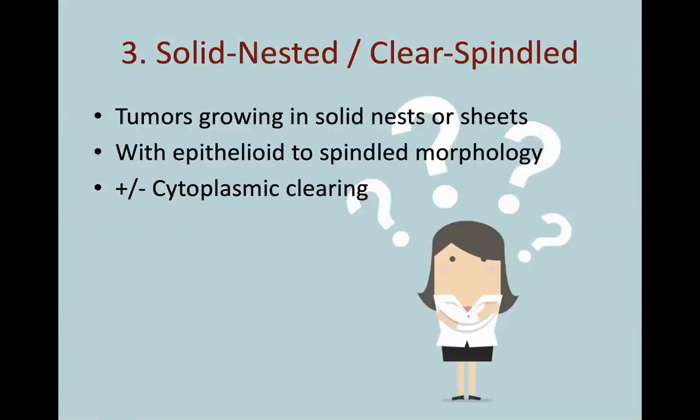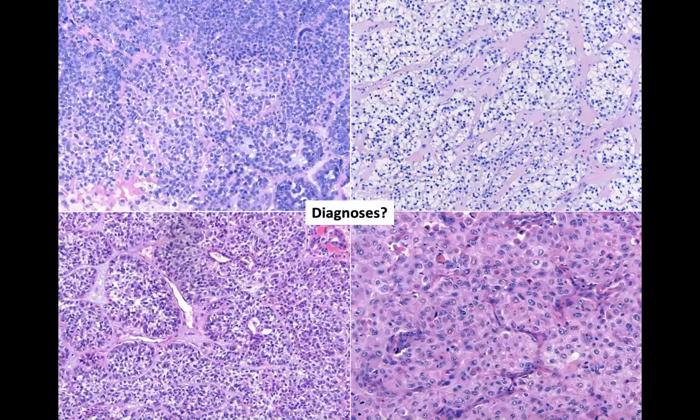Okay. In the last few minutes, we'll talk about the tumors that are more solid and nested morphology. So here are our four. I'll let you think for about 2 seconds about what they are, but I won't belabor the point.